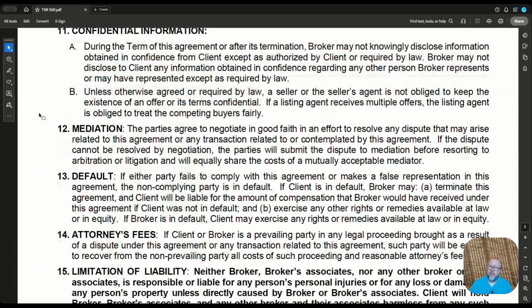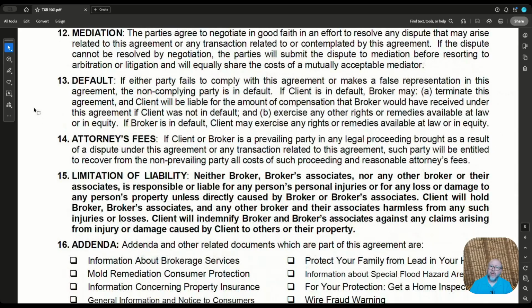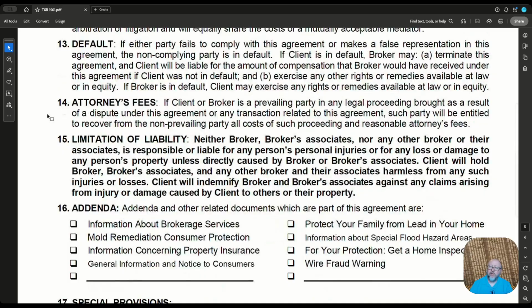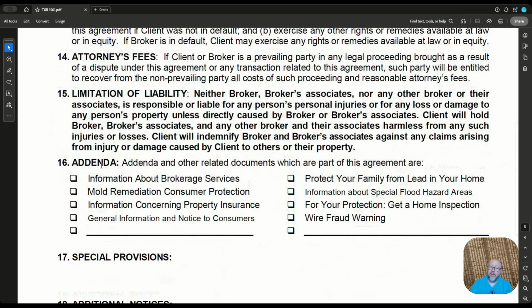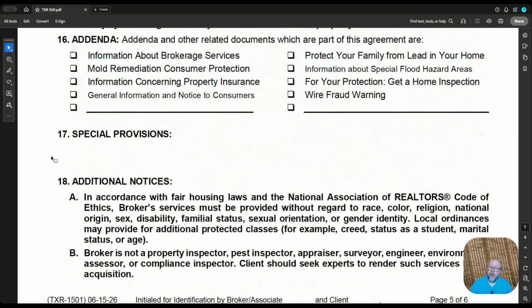This has a mediation provision, which the other one doesn't. I guess the idea is that if it's a short form agreement, specifically maybe even a showing agreement, the odds are pretty low that we'd have to mediate that. What default means, provision regarding attorney's fees, limitation of liability is still there, which is good, and any more addenda that might be attached to the agreement. We have any special provisions, NA if none.